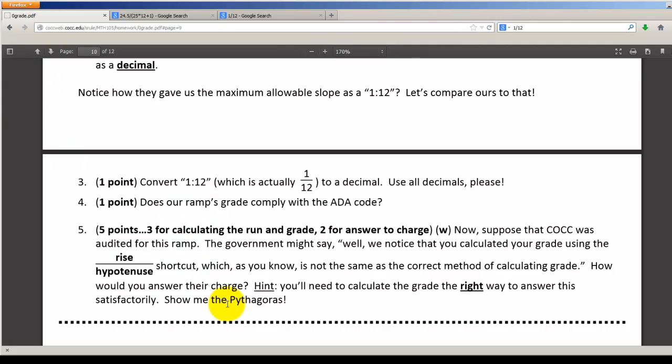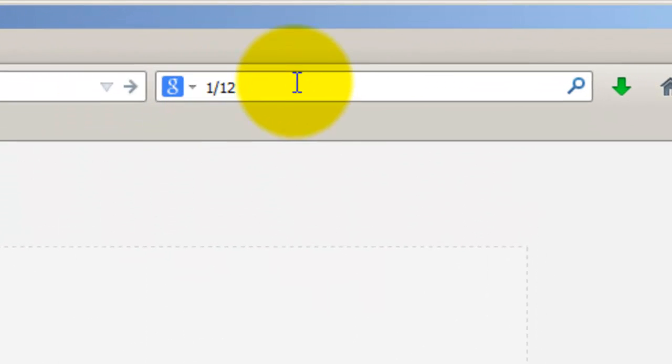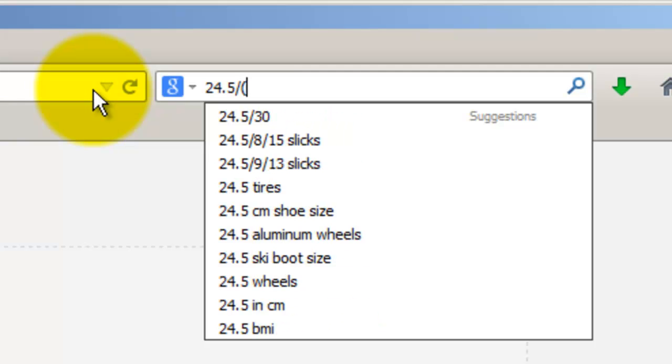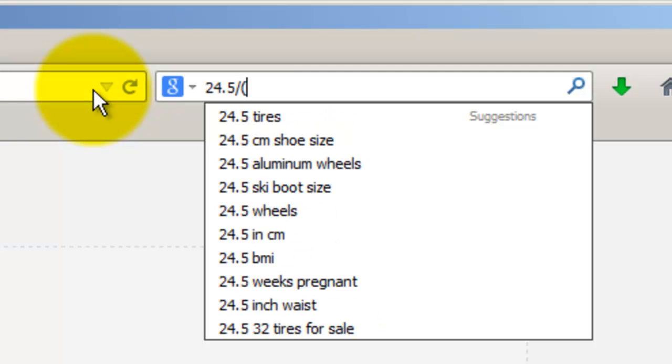And then last but not least, we did it the wrong way, but we want to do it the right way because this is a government operation. Right? Hopefully they've got some precision involved. So what we're going to do is calculate the grade the correct way now. Now this is going to seem a little bit strange. I'm going to do the whole calculation up here in the Google bar. We still know the rise is 24.5 inches. However, for the run, we have to use the Pythagorean Theorem to figure out what the run is.